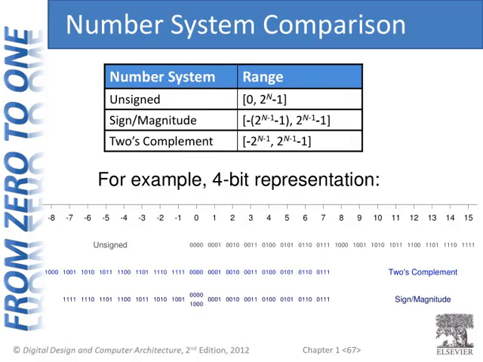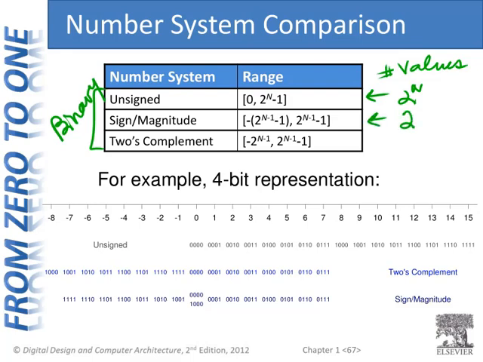So now let's compare our number systems. Unsigned binary numbers, which we talked about at the very first, have the range 0 to 2 to the n minus 1, and we can represent 2 to the n values. Signed magnitude numbers can represent minus (2 to the n minus 1, minus 1) to 2 to the n minus 1, minus 1. We actually lose one of the values we can represent.